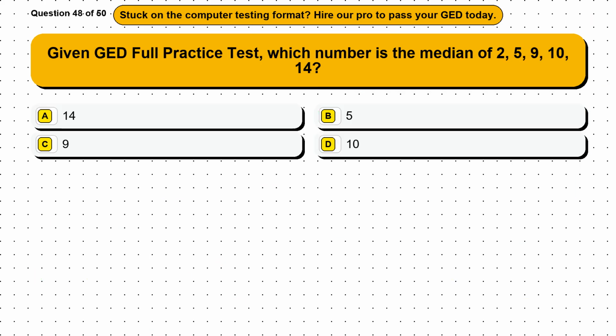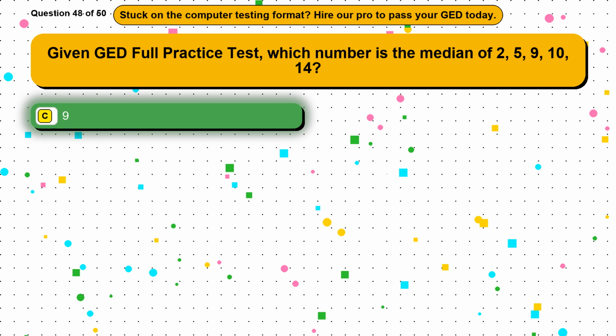Question 48. Given GED Full Practice Test, which number is the median of 2, 5, 9, 10, 14? Option A, 14. Option B, 5. Option C, 9. Option D, 10. The correct answer is option C.